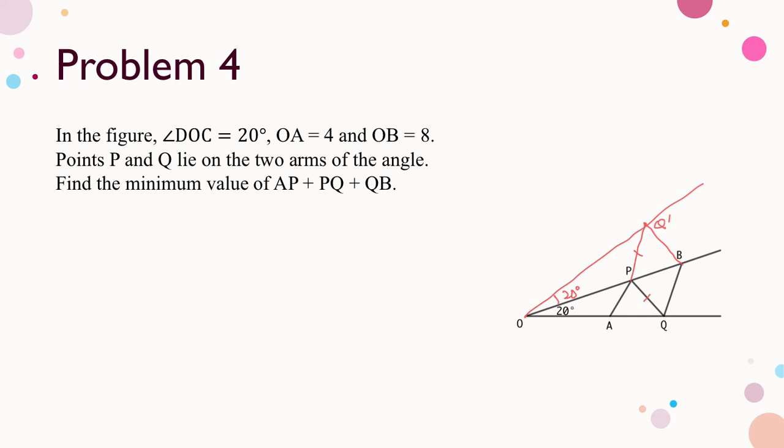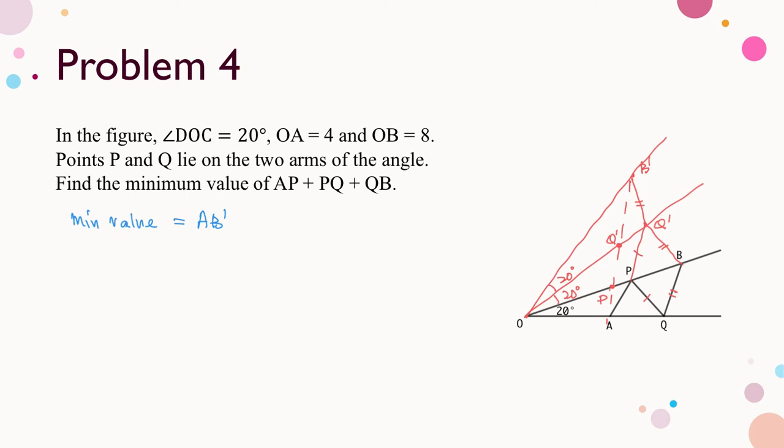Do the same for point B. Mark the image as B prime, which lies on the arms of an angle of 60 degrees from the baseline. The minimum value occurs when A, P, Q prime and B prime are collinear. In other words, the minimum value is given by the distance between A and B prime.